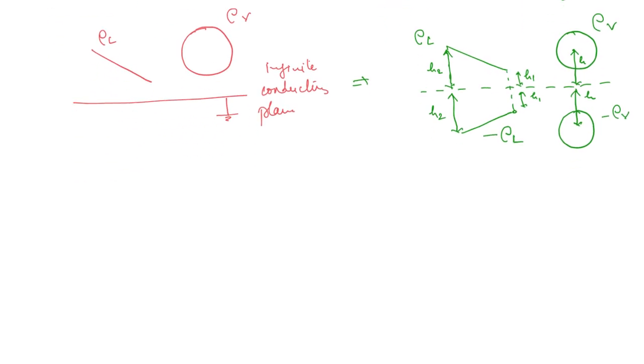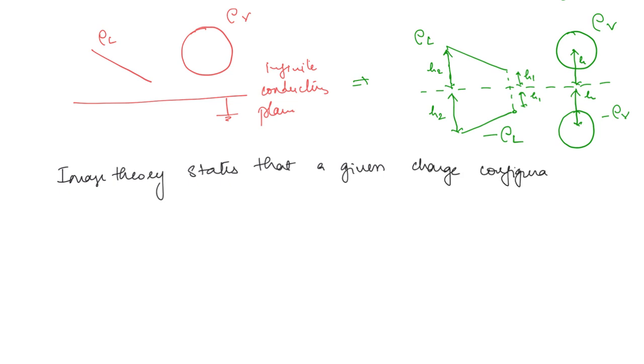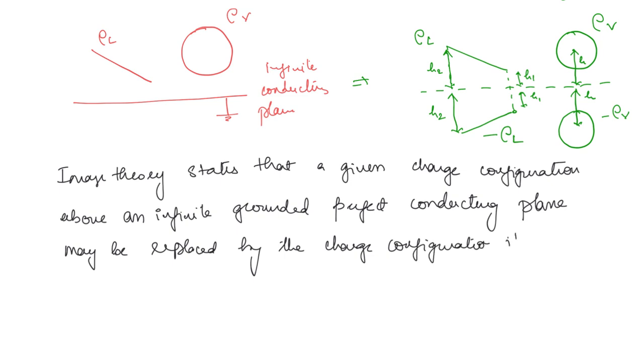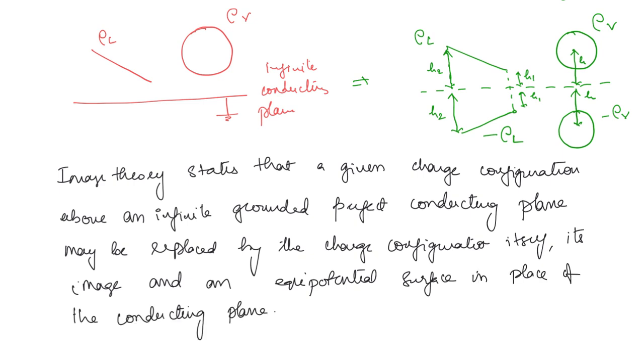The image theory states that a given charge configuration above an infinite grounded perfect conducting plane may be replaced by the charge configuration itself, its image, and an equipotential surface in the place of the conducting plane. We will do an example, then it will become more clear to you.